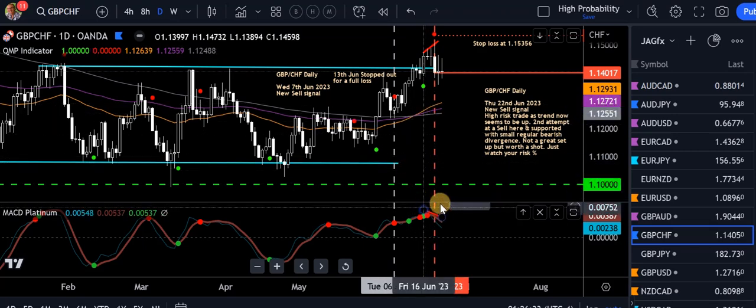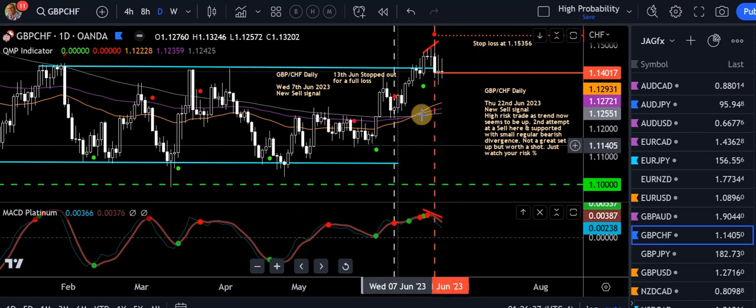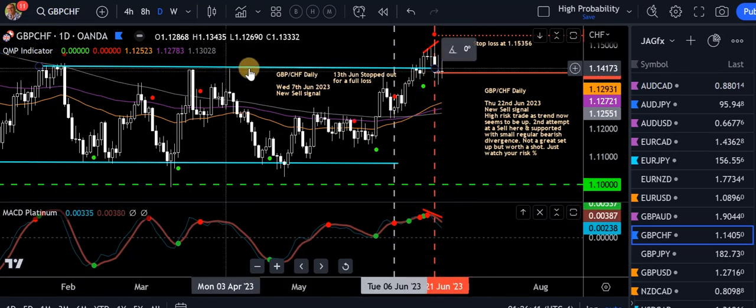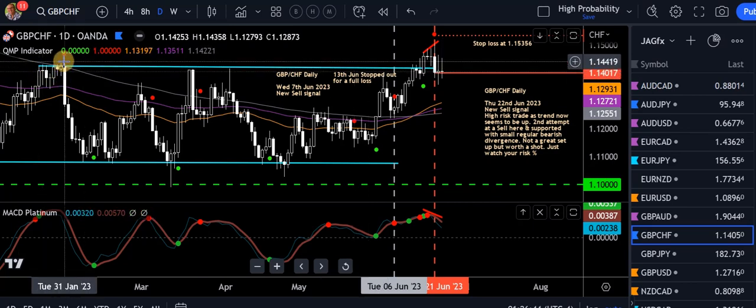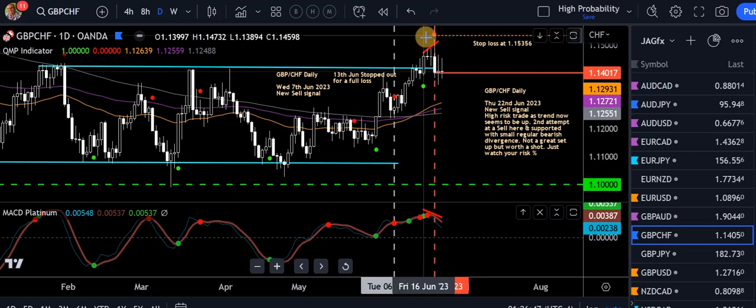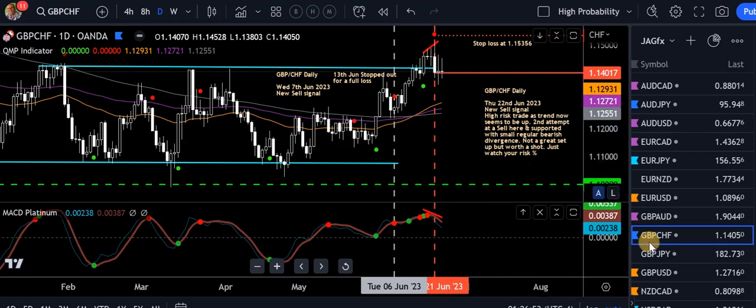A little bit of regular divergence there. You can see higher highs on price and lower highs on the MACD Platinum. Just a little one. My concern is this level here. What normally was resistance could turn into support. So, price bursts through it, might come down, bounce back off it and go up again. We'll see. So it's a Pound Swiss going nowhere fast.